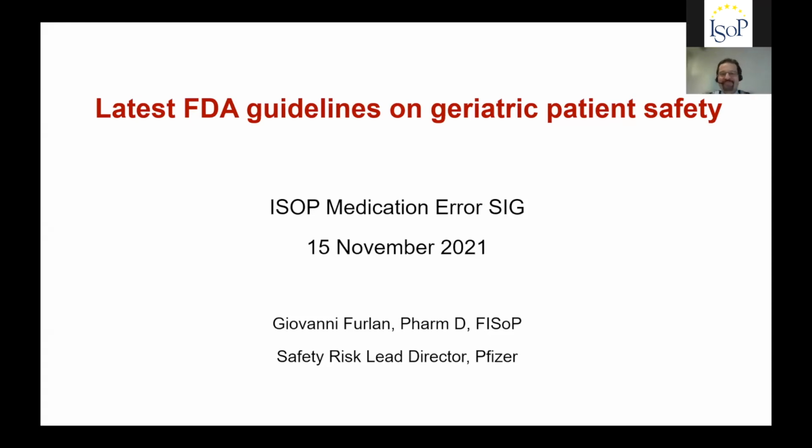Giovanni is, we're in the process of developing a special interest group for pharmacovigilance in the elderly, because this is being redefined. Even what does elderly mean? And also there's a lot of interest in inclusion of the elderly more in development and the life cycle of medicines. Therefore, Giovanni has very kindly offered to present on the latest FDA guidelines on geriatric patient safety. Over to you, Giovanni.